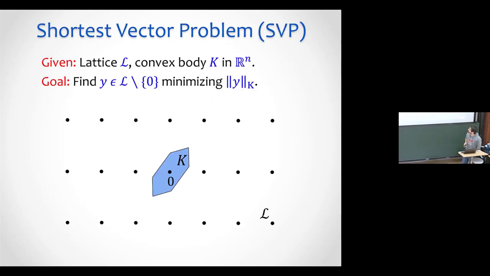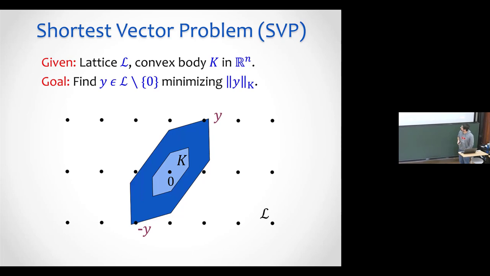Okay, so what are the two most basic lattice problems that one can think about in this context? The first is the shortest vector problem. Here, you're given a norm, and your goal is to find the non-zero vector that is as short as possible with respect to your norm. So you just think of scaling up the norm ball until you hit the first non-zero vector. In this case, it's y. And the solution in this context of the shortest vector problem is either y or minus y.